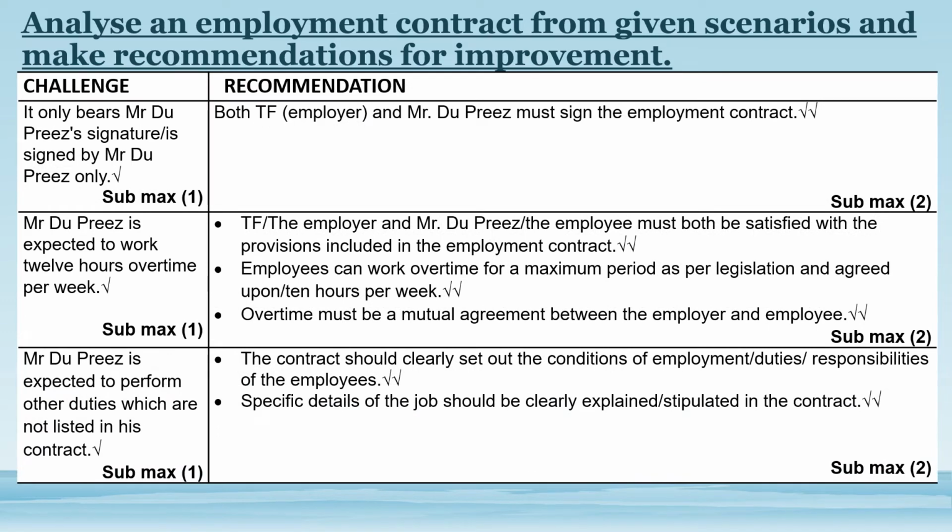Get the answer. Challenge, it only bears Mr. Dupree's signature. It didn't say quotes, you didn't have to rewrite the whole sentence, but you won't be penalized if you did. Recommendation, both the employer and the employee have to sign the contract. Challenge, Mr. Dupree is expected to work 12 hours overtime per week. Very importantly, the person can only work 10 hours overtime per week according to the BCEA, or both parties have to be in agreement, like I said, with regard to overtime.